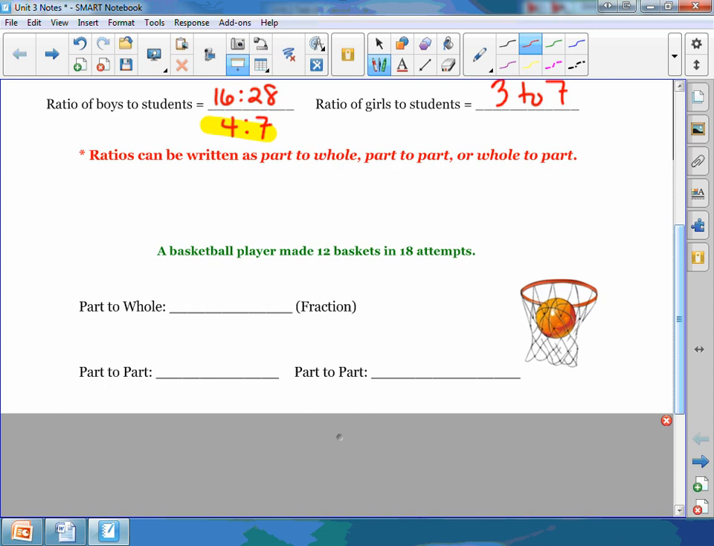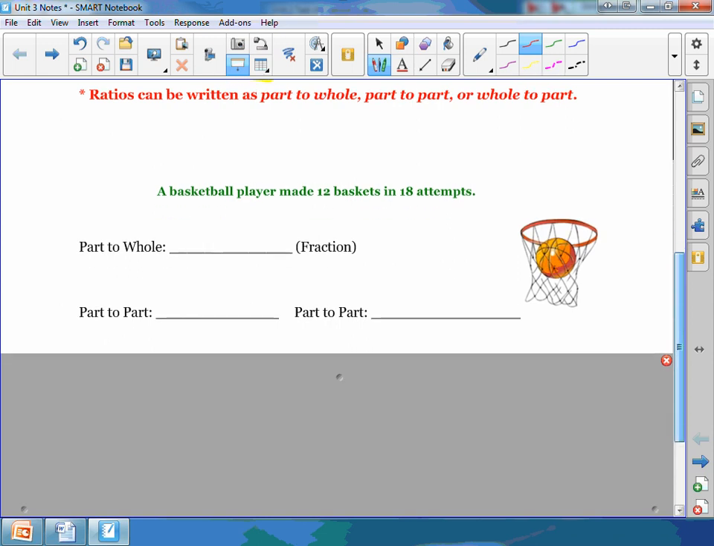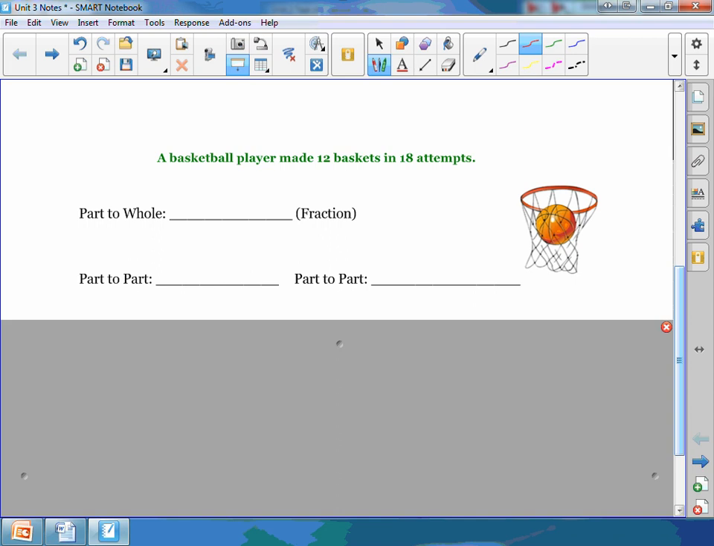Okay? So like here, a basketball player made 12 baskets in 18 attempts. We want a part-to-whole on this. So you have to read it carefully. Are we going to combine these two numbers, or are they in the form that we need it to be right now? What would you say for this one? Kate?